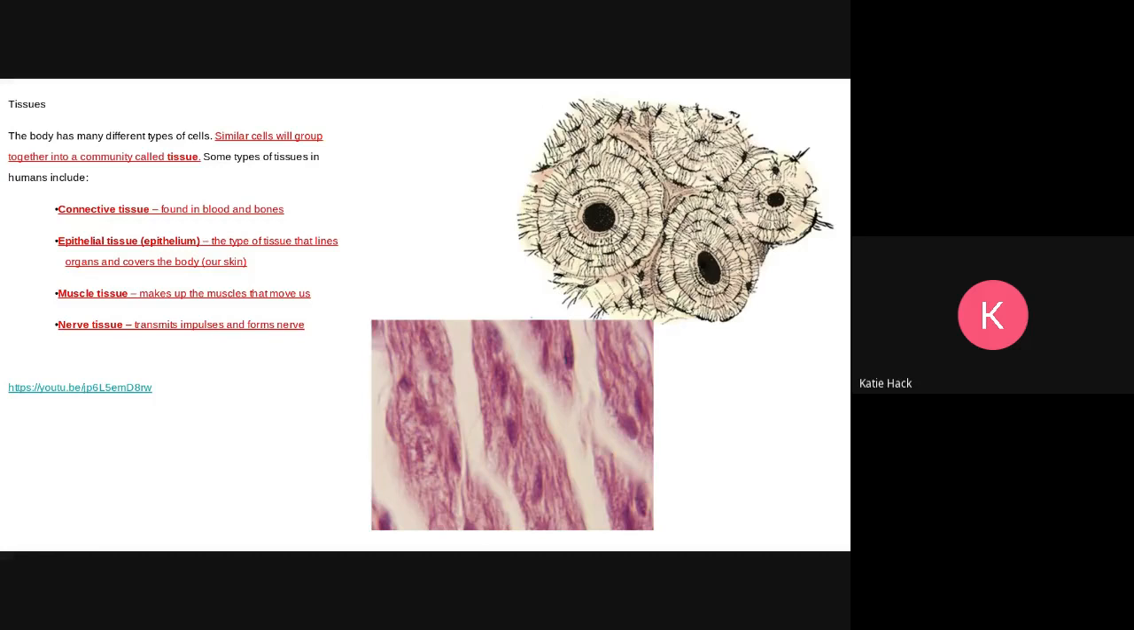Now, the body has many different types of cells, like we said earlier. So similar cells will group together into a community called a tissue. Now, some types of tissue in humans, okay, these are just some really general types. These are not all of the types. You have connective tissue, which are found in blood and bone. You have epithelial tissue. It's also called the epithelium. Now, this type of tissue lines the organs and covers the body. Okay, so our skin.